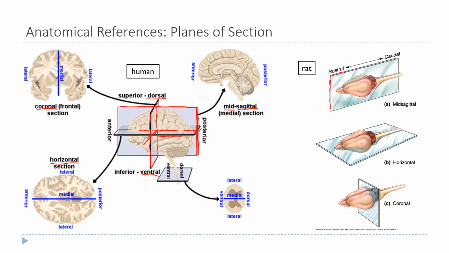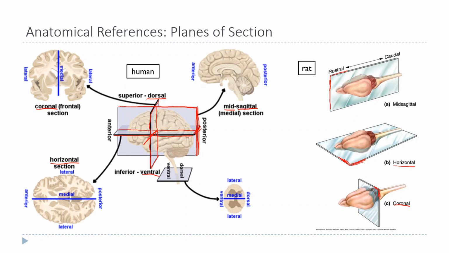And then this section here, where again the plane is parallel to the ground and perpendicular to the dorsal-ventral axis, is called the horizontal section in the rat, just like it is in the human. And same thing with the coronal section. It's perpendicular to the anterior-posterior axis.